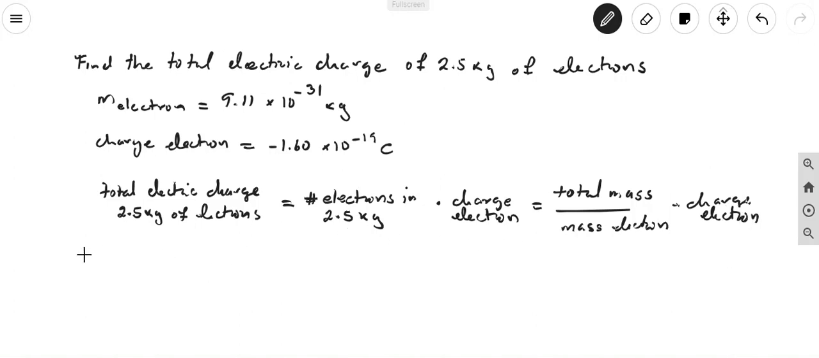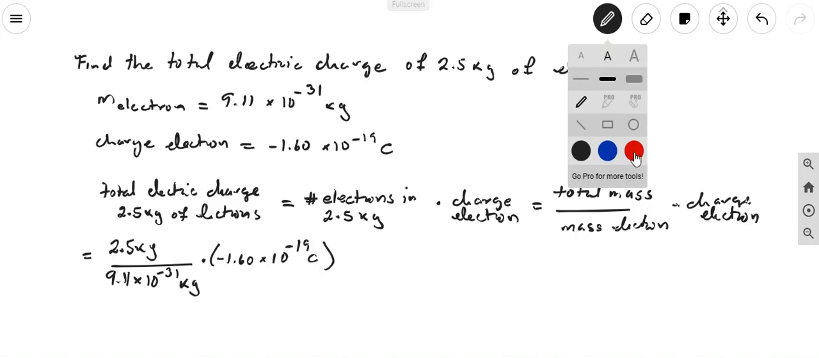So if we want to find the total electric charge of 2.5 kilograms of electrons, now we divide the total mass, that is 2.5 kilograms, by the mass of the electron, which, as we said, is 9.11 times 10 to the negative 31 kilograms per electron, times the charge of the electron, which is negative 1.60 times 10 to the negative 19 coulombs. Of course, now we cancel the kilograms out.